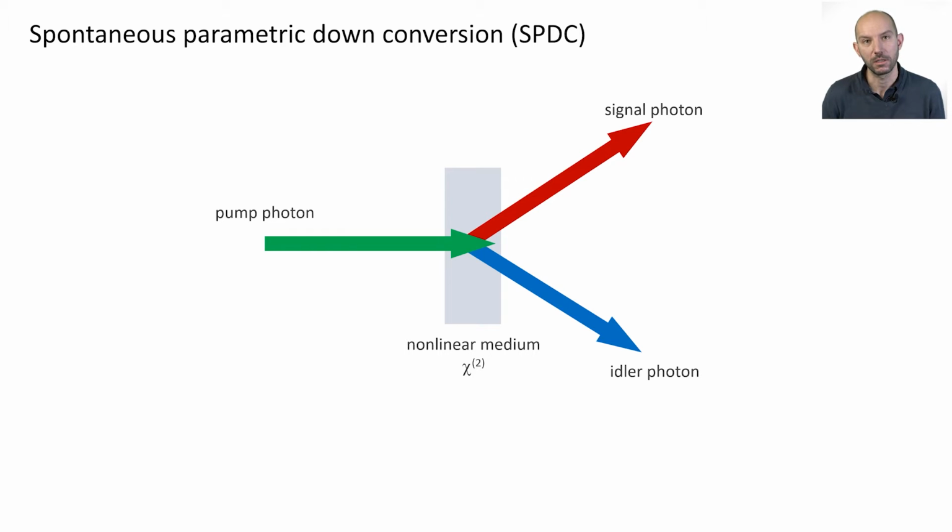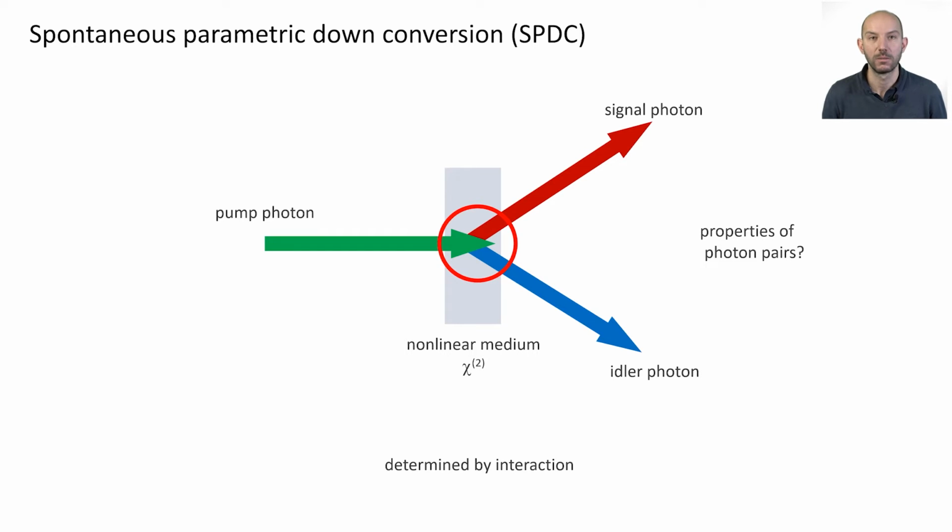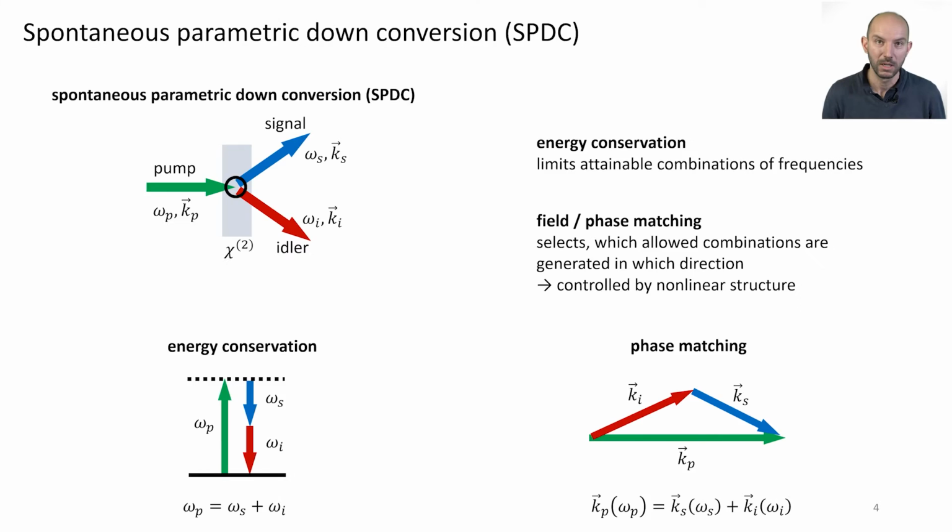And now the question is, first of all, what are the properties of the resulting photons or photon pairs, and how can we control them? The answer is very much in this particular type of interaction. We can control a lot of the properties by controlling the properties of this nonlinear medium and of this interaction. Before we do this, let's look at what actually determines the properties of the photon pairs in spontaneous parametric down conversion.